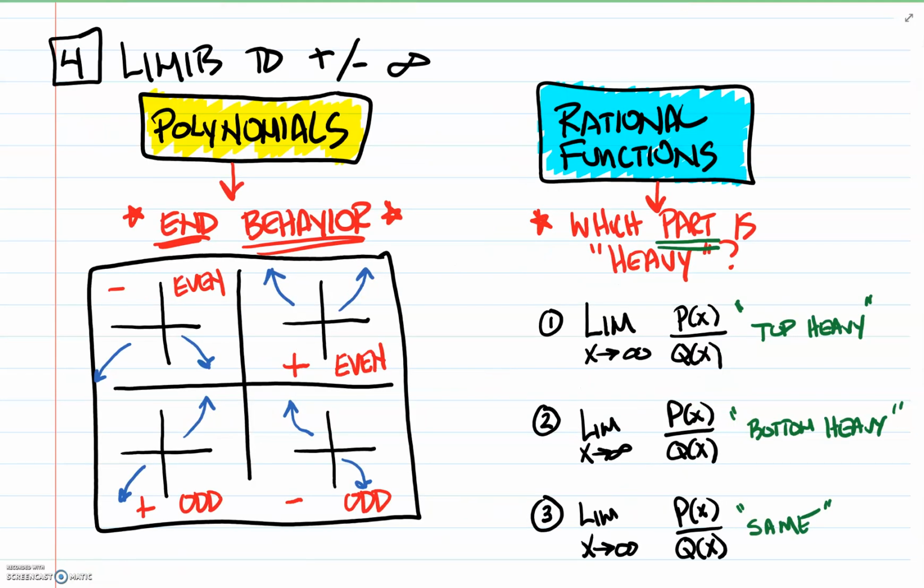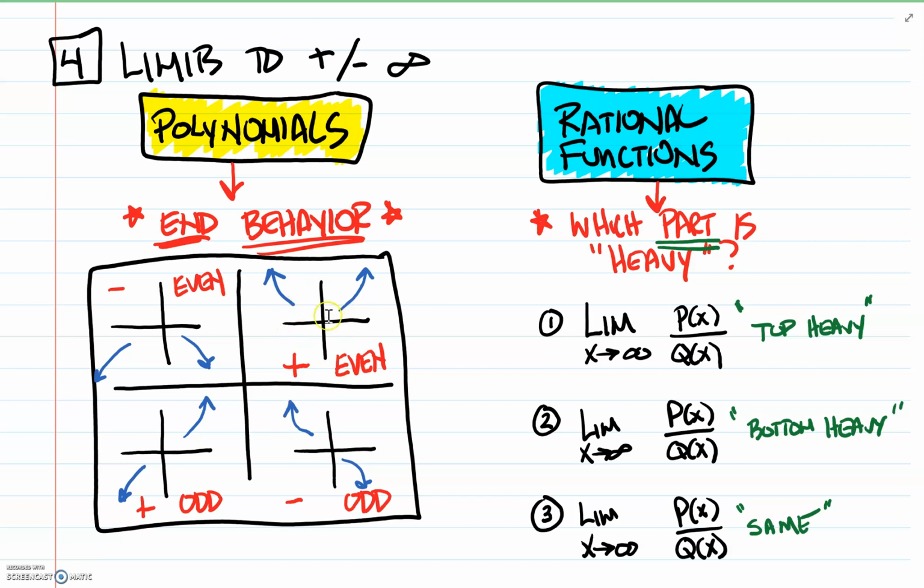Okay, box number 4 is all about limits to plus or minus infinity. And there are 2 different kinds that we're going to talk about. On the left, polynomials. On the right, rational functions. So let's start with polynomials. The key to understanding the limits at plus or minus infinity of polynomials is remembering our end behavior. And if you had me last year, then you've seen this chart, okay?